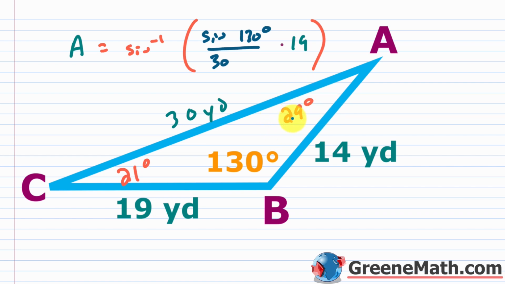So I get about 29.023052, and I'll just stop there. You round that to the nearest tenth, you're going to get about 29. So if I did it that way, I would get 29 degrees here. And then again, 180 degrees minus 29 degrees minus 130 degrees. Now I would have 21 degrees here.